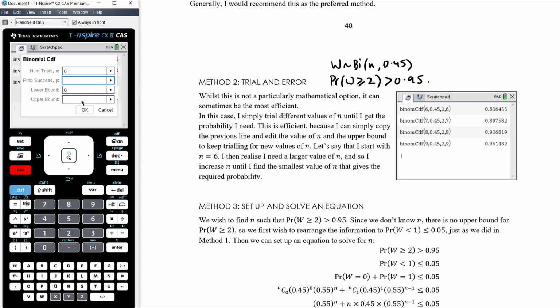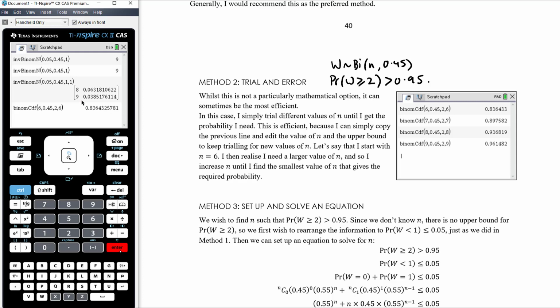Let's say we think we might need to play 6 games. The probability of success is 0.45. The lower bound here is 2. W has to be bigger than or equal to 2, and up to, if we're only doing 6 trials, it'll be up to 6. Okay, and that probability is not bigger than 0.95. So then I adjust it.